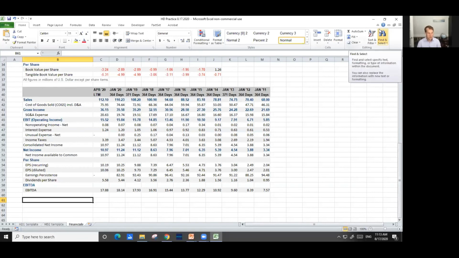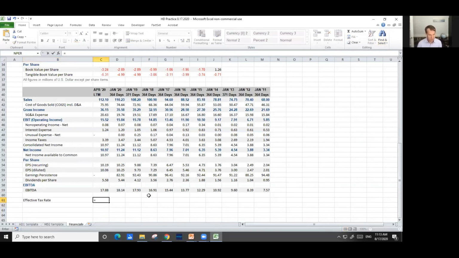So let's calculate the tax rate for Home Depot, which we'll use to calculate the tax shield from debt. I'll call it the effective tax rate, and then we will take the income taxes from the income statement and divide them by pre-tax income, which I will calculate as net income plus taxes.